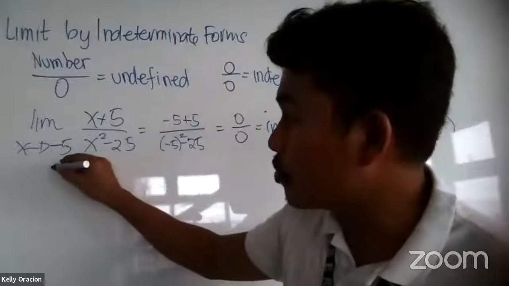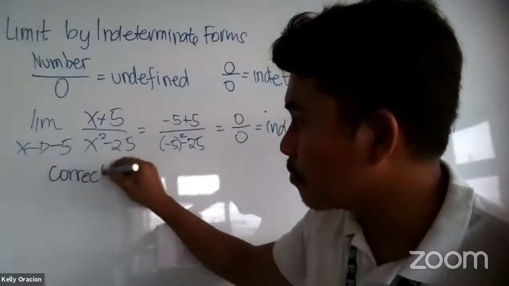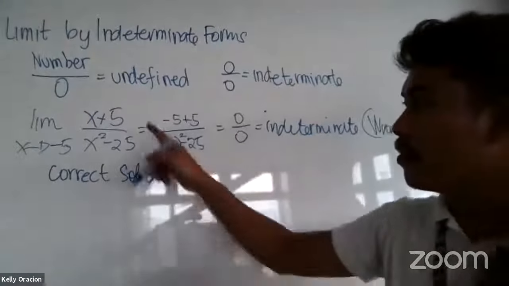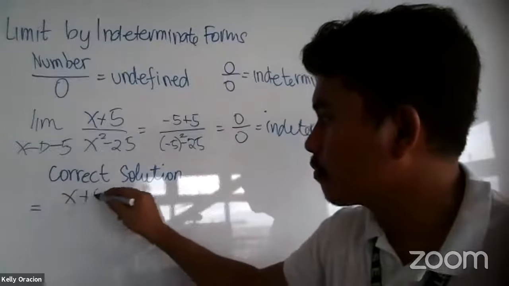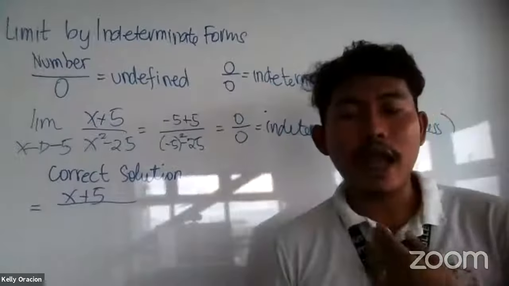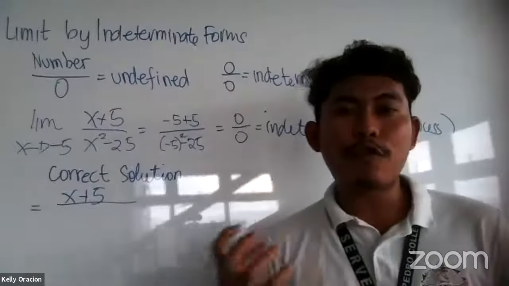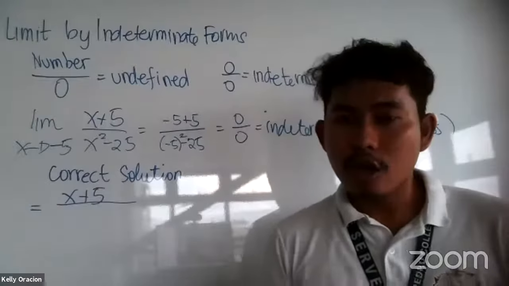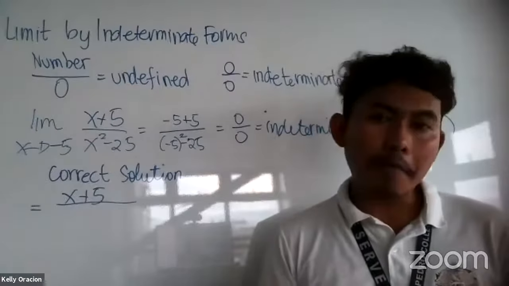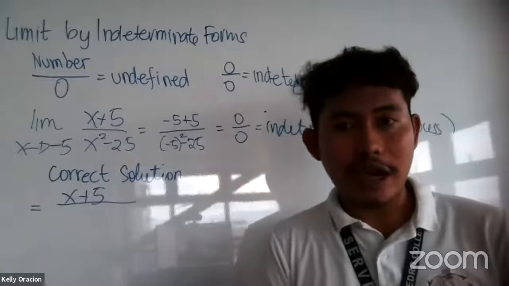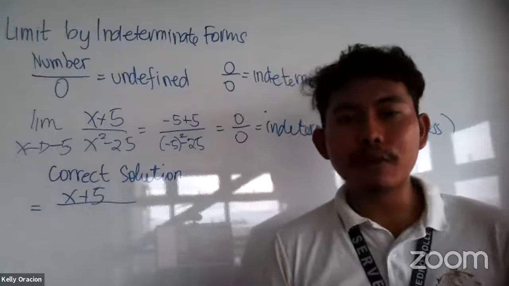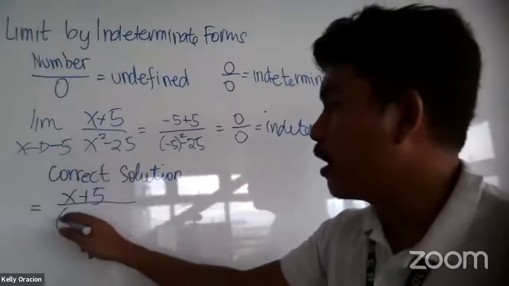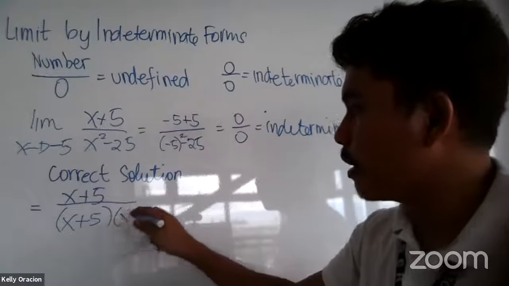So I should write my solution now. Let's have the correct solution. So anong gawin nyo sa denominator? Ang gagawin nyo sa denominator is you are going to factor out. You need to make sure na tama ang pag-factor ninyo. Please review your lesson about factoring. So you have the factor of this one, x plus 5, x minus 5.